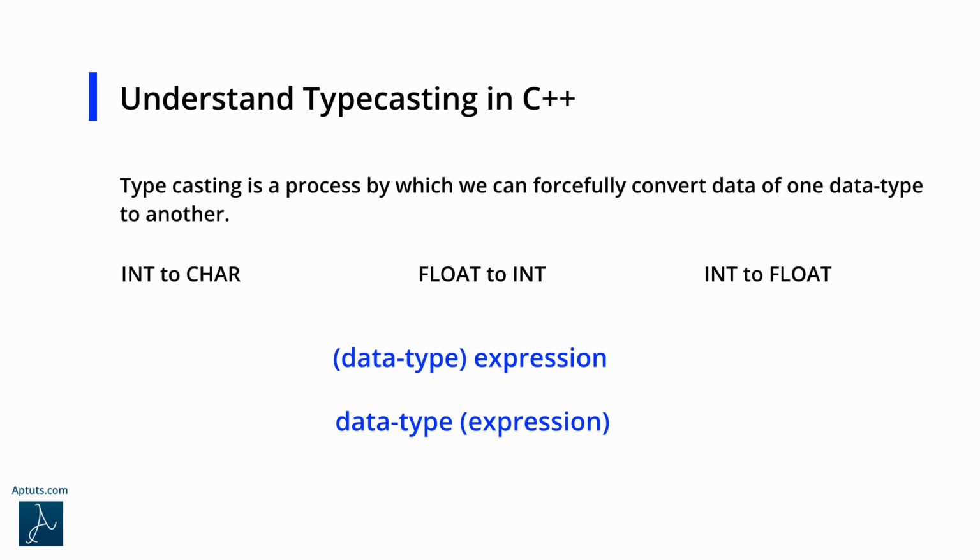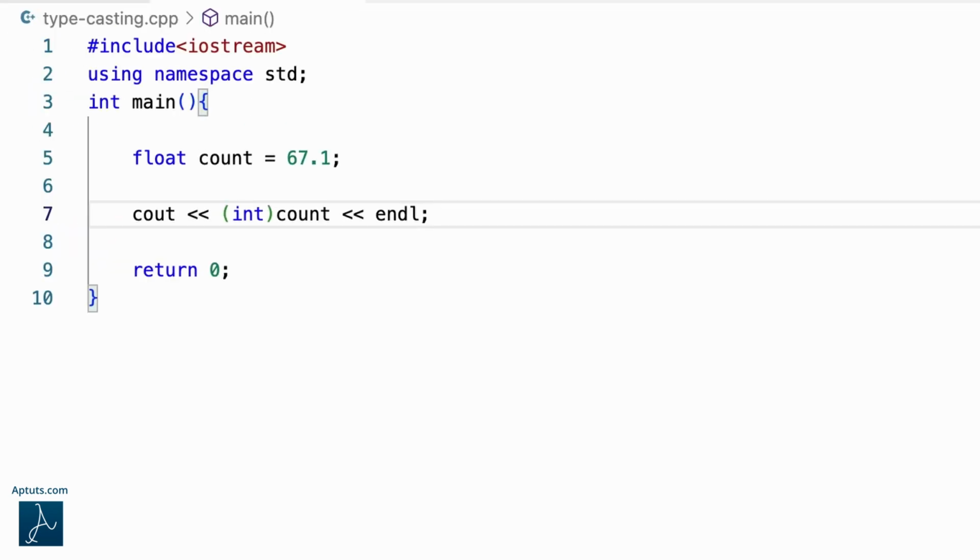Here, data type can be any data type which we desire to convert the expression to. If we want to convert the expression to int, we will have to specify int data type. Similarly, if we want to convert the expression to boolean value, we need to specify bool data type. Expression can be any valid expression or a variable or a constant value. Here is an example of typecasting.